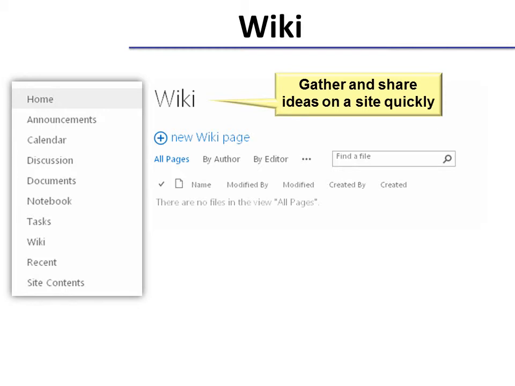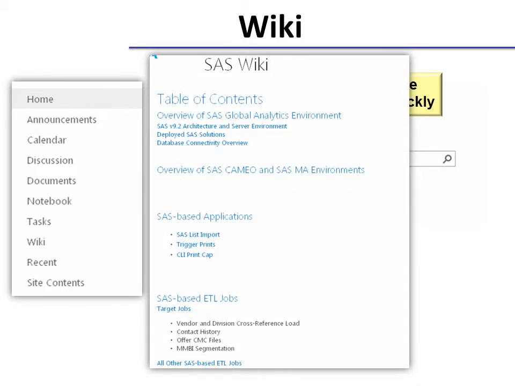Now, when you create a wiki, keep in mind that this is the only kind of app that comes with a how-to page, because it can be quite confusing because there's so many people that can add information to it.